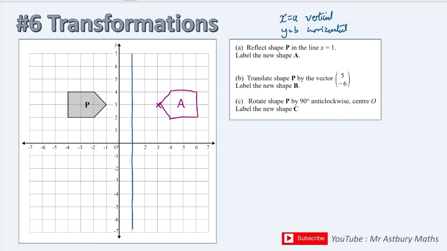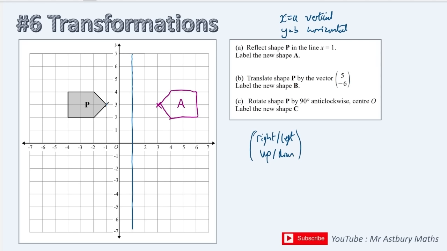Next, I've been asked to translate. Now, if I'm translating, I need to have a vector. In this case, 5 minus 6. The top line is whether or not we're going right or left, if negative. And the bottom line tells us if we're going up or if we're going down, if negative. So in this case, it says 5 minus 6.